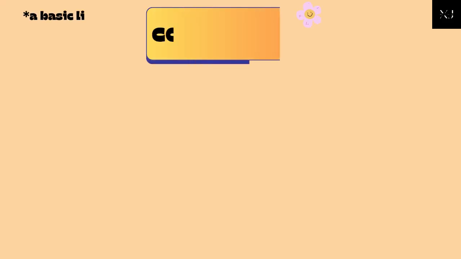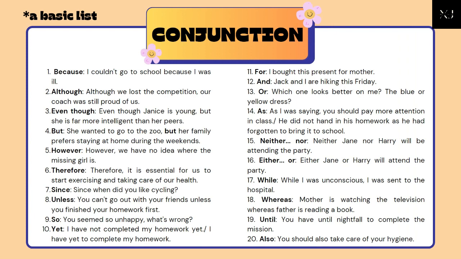Let us move on to the next topic, which is conjunction. Again, here is also the basic list. I'm sure if you go on Google, there's like hundreds of words that are under conjunction. But let me tell you about the common ones that will appear in your tests and the common ones that you will use in your daily life conversations. We have words like because, although, even though, but, however, therefore, since, unless, so, yet, for, and, or, as, neither, nor, either, or, while, whereas, until, and also.